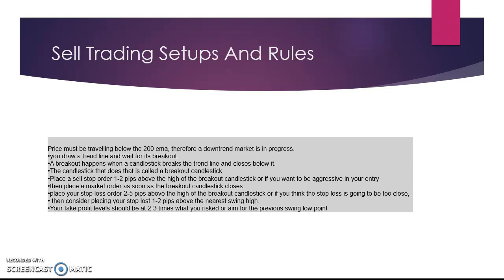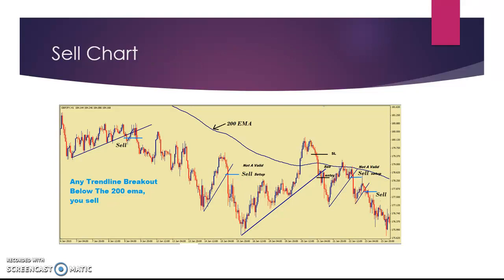You draw a trend line and wait for its breakout. A breakout happens when the candlestick breaks the trend line and closes below it. The candlestick that does that is called the breakout candlestick. You can place your stop order 1 or 2 pips above, and then your profit target needs to be 2 to 3 times. Let's have a look at the examples here. See, it's below the 200. Let's use this one because it's close to the 200.